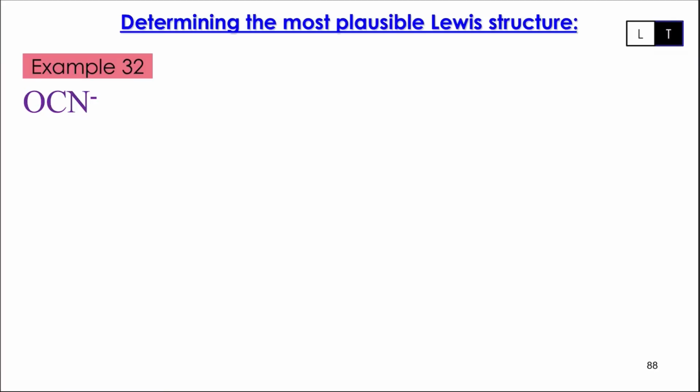Assalamualaikum. Hi guys. We are going to continue with the next example with polyatomic ion that has the negative charge. So my example here is OCN minus. So I'm going to show the possible Lewis structure for this polyatomic ion.